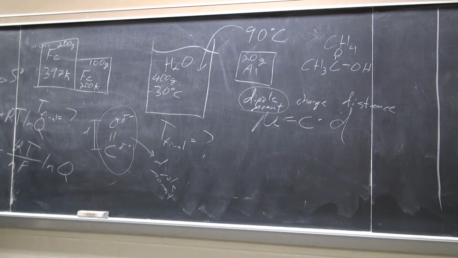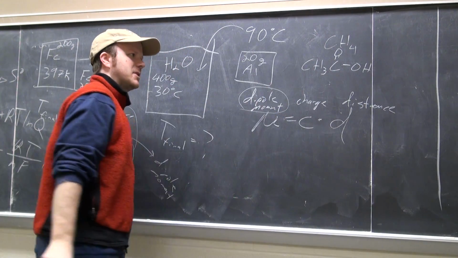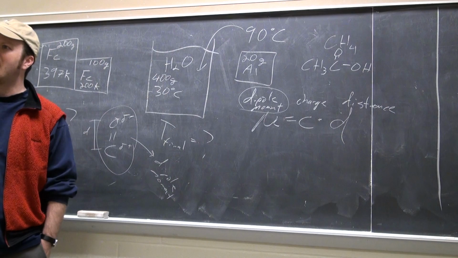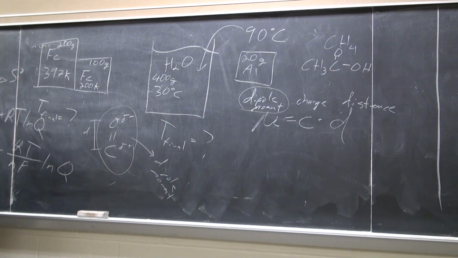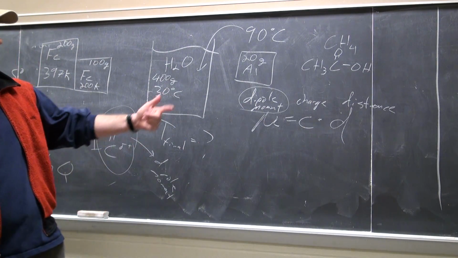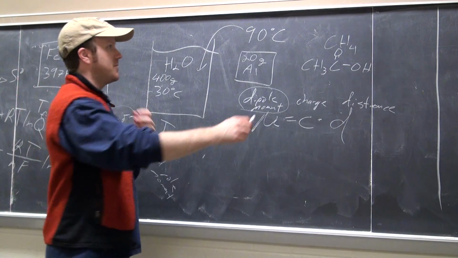Which one has higher vapor pressure? So if I asked you, does methane have a higher vapor pressure or acetic acid? Higher vapor pressure. Higher vapor pressure means what? More volatile, right? So which molecule is more volatile? Methane, right?